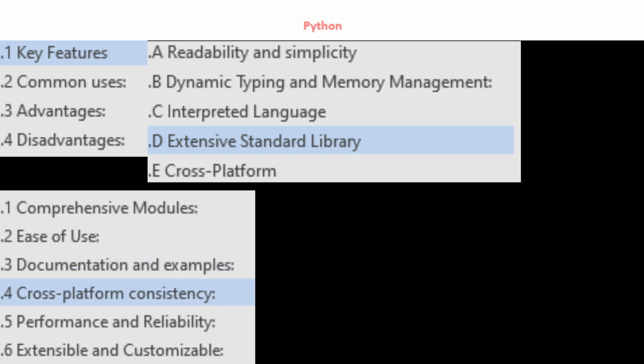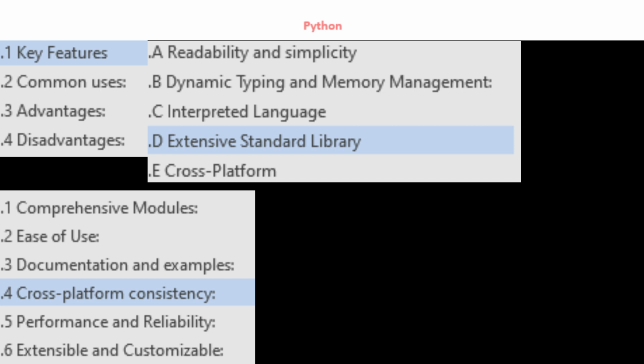Cross-platform consistency. Uniform behavior across platforms. The standard library is designed to work consistently across different operating systems, ensuring code portability. Example: the pathlib module provides a unified interface for file system paths, functioning seamlessly on Windows, macOS, and Linux.